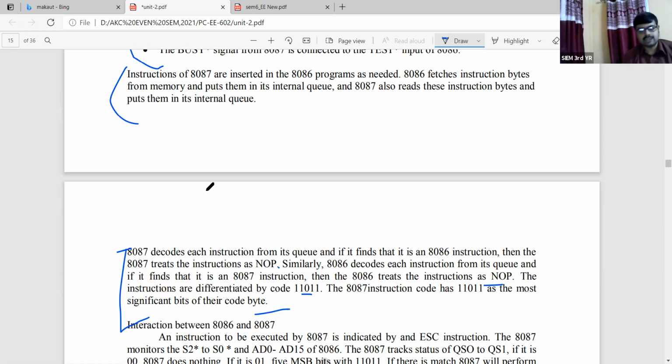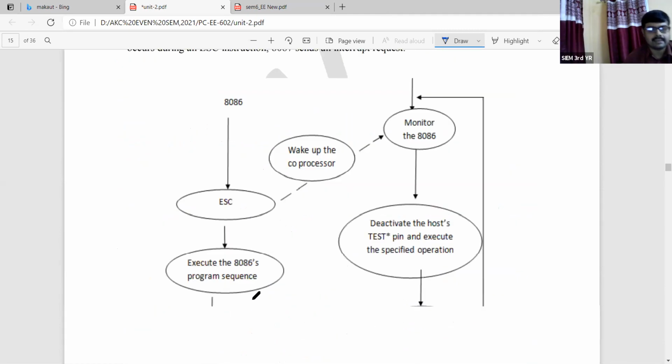The 8087 decodes each instruction from its queue, and if it finds that it is an 8086 instruction, then the 8087 treats the instruction as NOP. Similarly, vice versa, the 8086 decodes each instruction from its queue, and if it finds that it is an 8087 instruction, then the 8086 treats the instruction as NOP. The instructions are differentiated by the code 11011. That is important because this particular differentiation will be really important. The 8087 instruction code has 11011 as the most significant bits of its code byte.